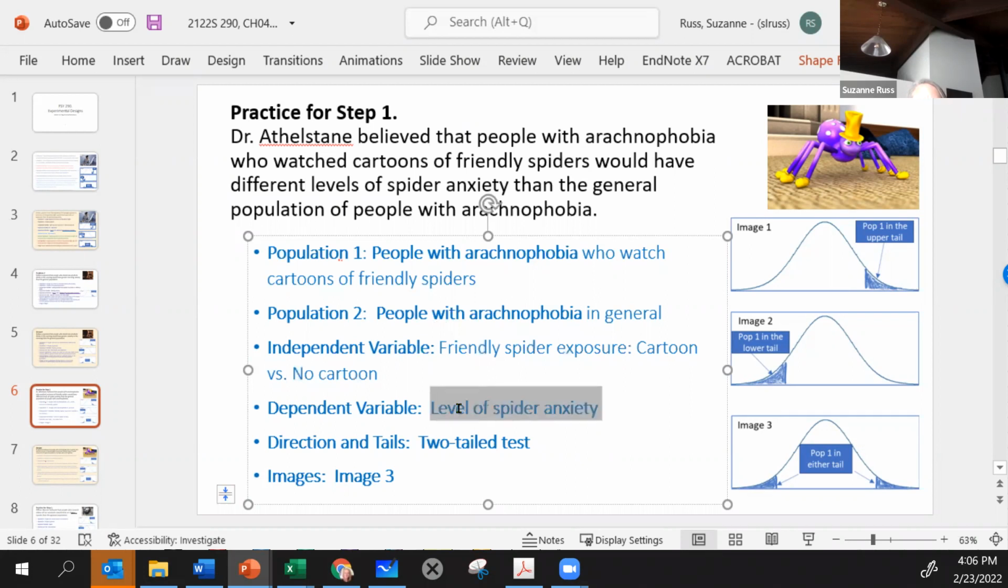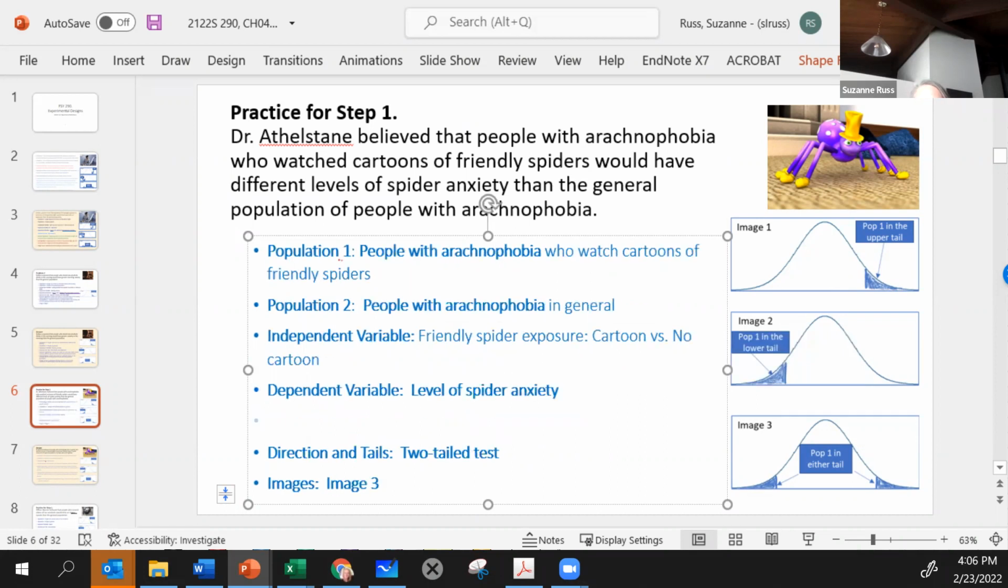Now we know what we're measuring is spider anxiety, but we don't know how to measure it. So let's think about what our operational definition could be. If you had to measure how anxious someone was around spiders, how would you do it? How can we tell if they're getting anxious? Can you tell, Virgie, when your son is getting anxious? If you look at him, how can you tell?